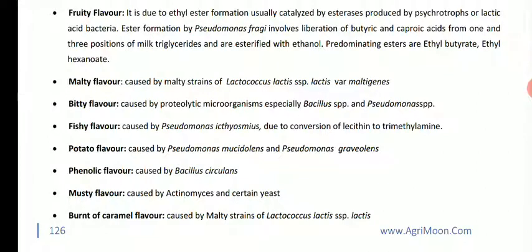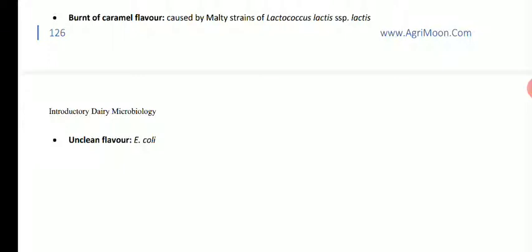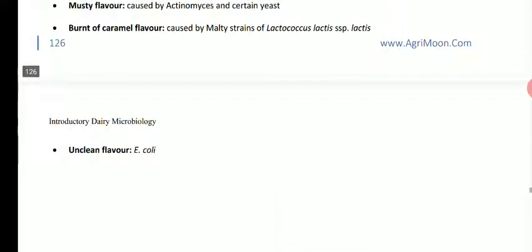In that you can see fruity flavor is due to ethyl ester formation, and it is usually catalyzed by esterase produced by psychrotrophs or lactic acid bacteria, then ester formation by Pseudomonas fragi. Malty flavor is caused by multiple strains of Lactococcus lactis. Then bitty flavor is caused by proteolytic microorganisms, especially Bacillus species and Pseudomonas species. Then fishy flavor is caused by Pseudomonas species. Then potato flavor, phenolic flavor, musty flavor, and burnt or caramel flavor. So these are different flavors, caused by different types of microorganisms.